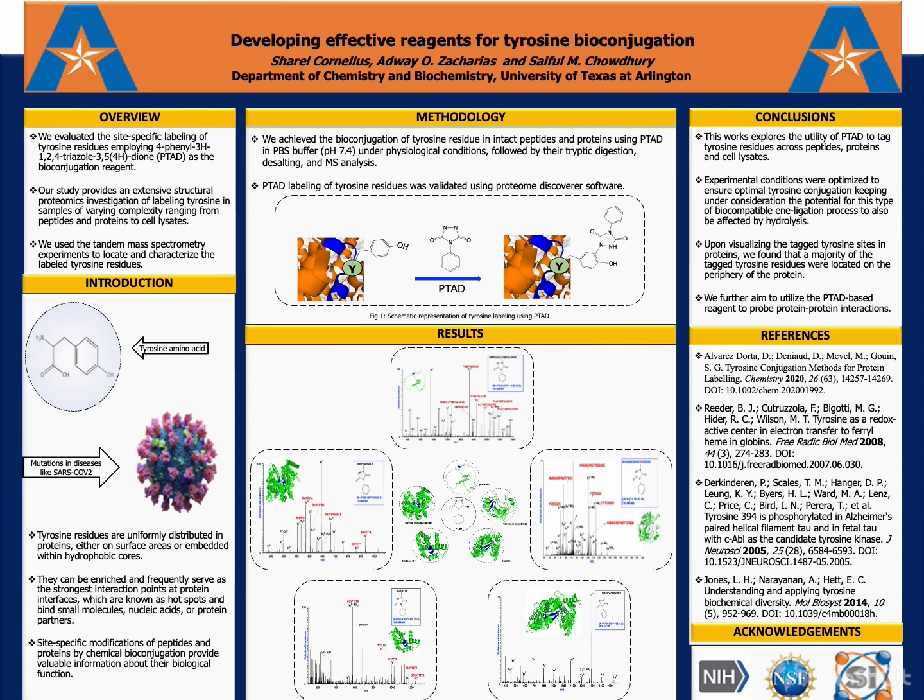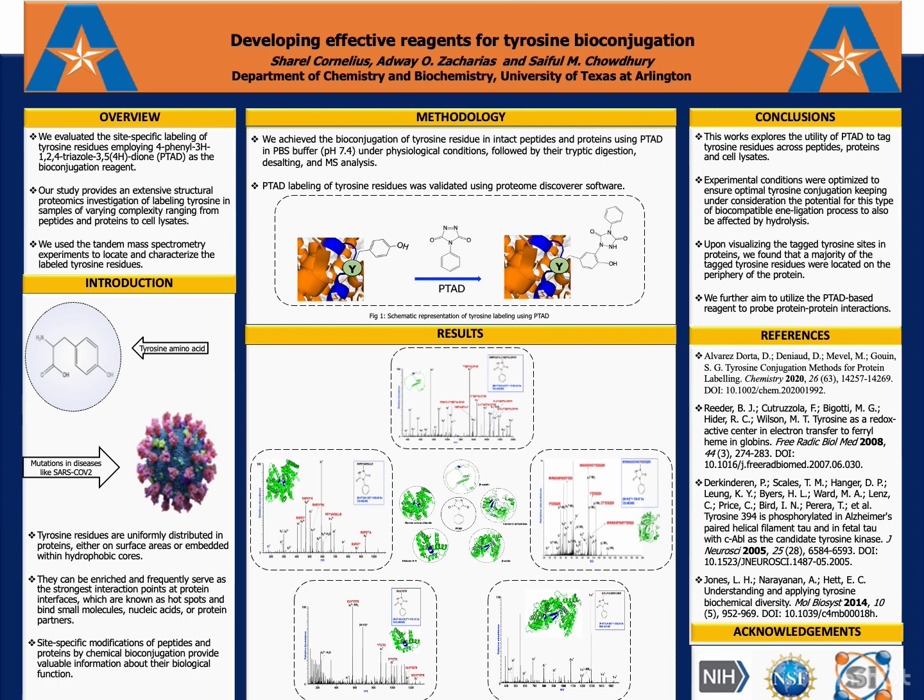We evaluated the site-specific labeling of tyrosine residues employing a PTAD-based bioconjugation reagent. Our study also provides an extensive structural proteomics investigation of labeling tyrosine in samples of varying complexity, ranging from smaller peptides to bigger proteins and moving on to much more complex samples like cell lysates. We also used tandem mass spectrometry experiments to locate and characterize the labeled tyrosine residues.